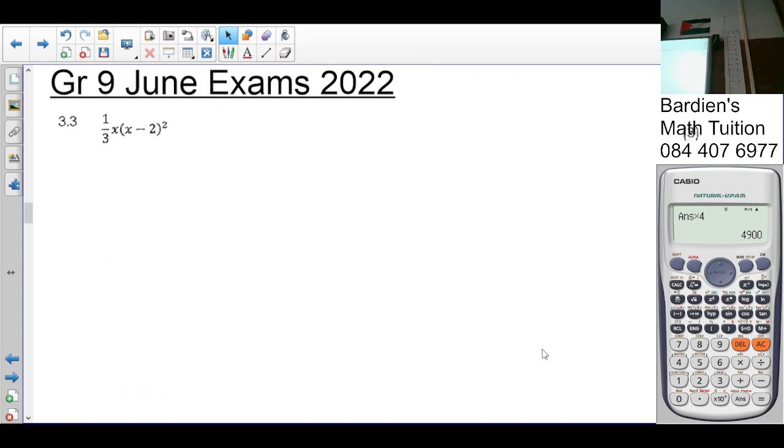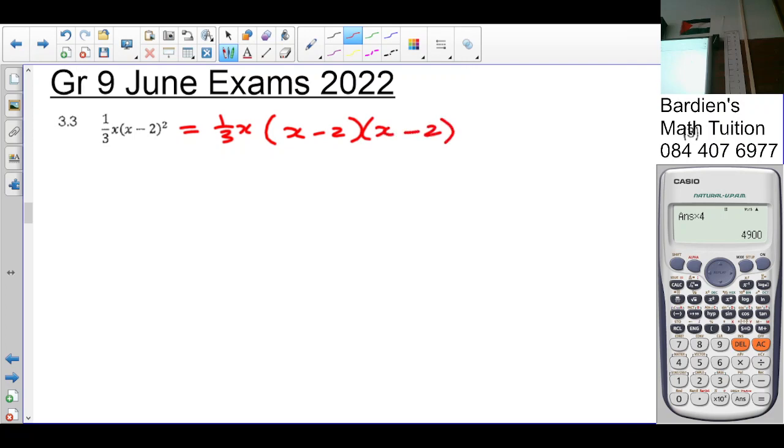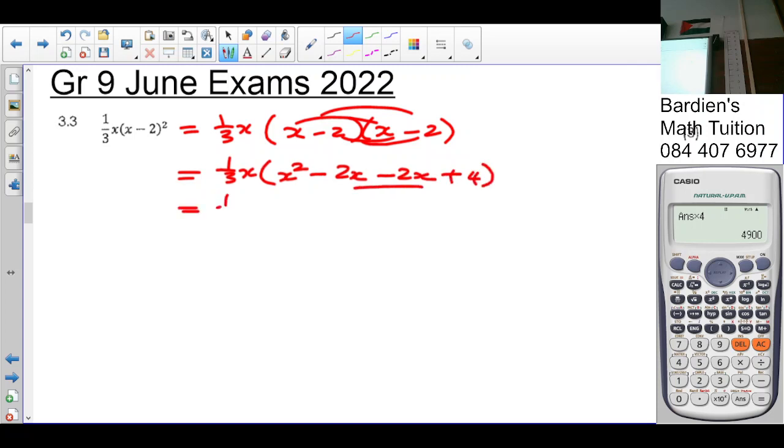3.3. We need to sort out our brackets first. So you write that out twice. There is a rule that gets applied to this, but that we do maybe in grade 10. But for now, you write it out twice and you multiply. I'm not going to multiply the third x in yet. I'll do that afterwards. First sort this out, so it will give you x squared, x times negative 2 is negative 2x, negative 2 times x is negative 2x, plus 4. You can add like terms inside the brackets. So it's a third x into x squared minus 4x plus 4.